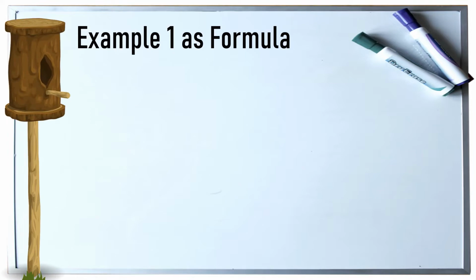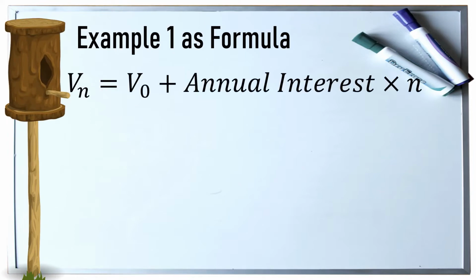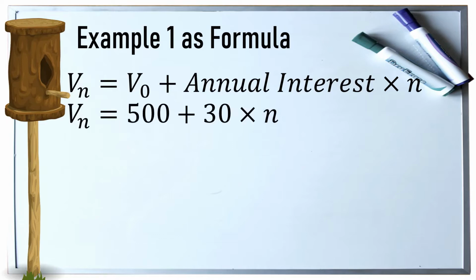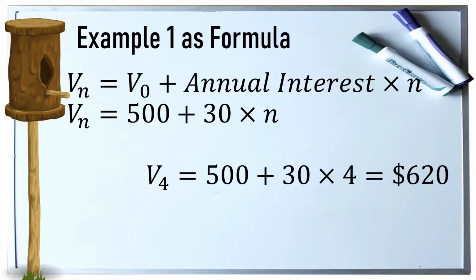There are different ways of approaching example 1 as a formula. One way is what I've done here, which is Vn, the total, is equal to V0, the principal, plus the annual interest times N. So for our example, the principal was $500 and the annual interest was $30 a year times N. So if I wanted to work out the value of the investment after 4 years, it'd be 500 plus $30 a year for 4 years.